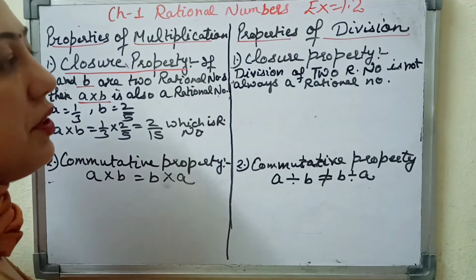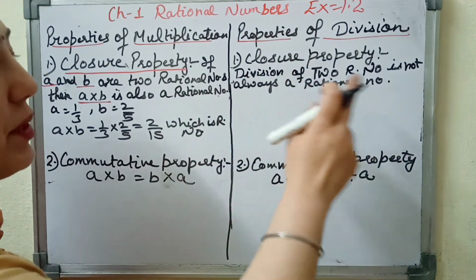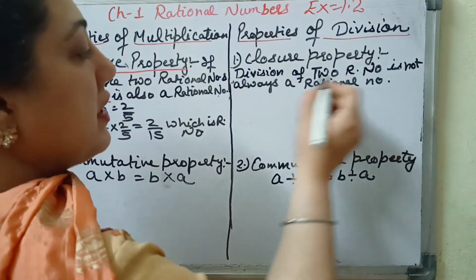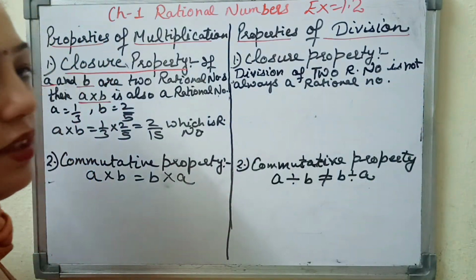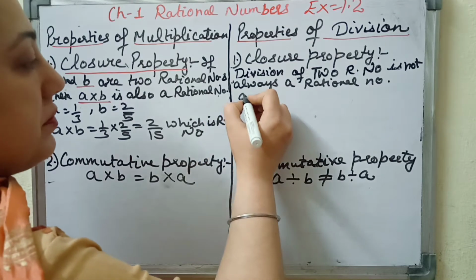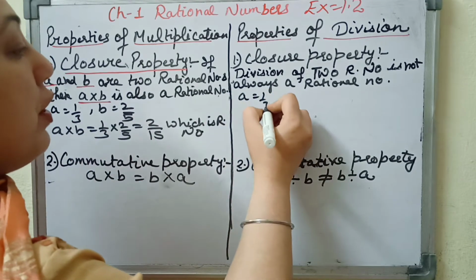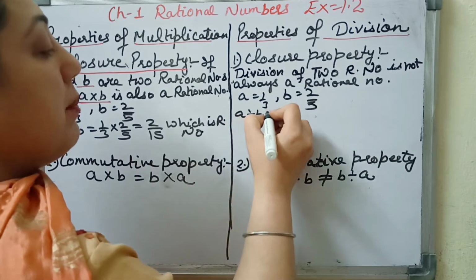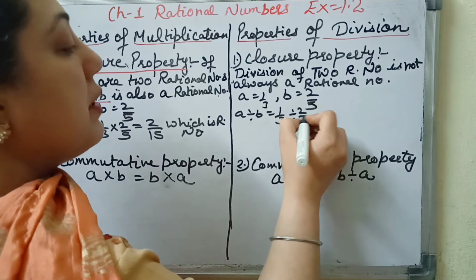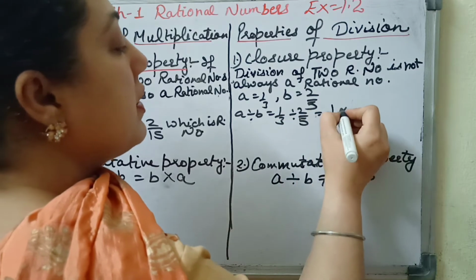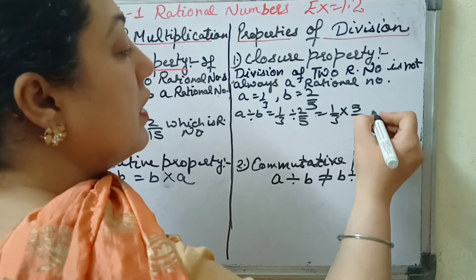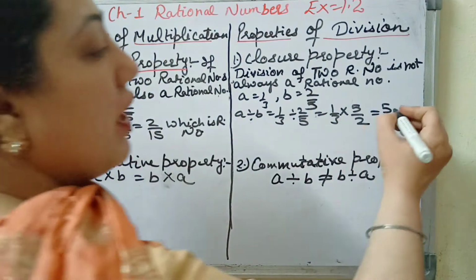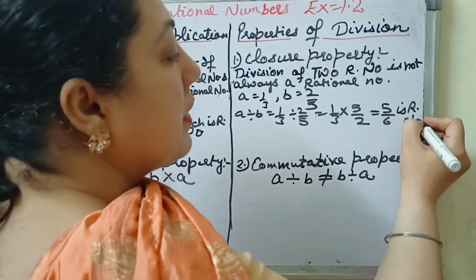Now in case of division it is not so. The closure property does not hold here. According to this property, the division of two rational numbers is not always a rational number. Now let us take one example. If I take again A as 1 over 3 and B as 2 over 5, then A divided by B is 1 over 3 divided by 2 over 5, which is 1 over 3 into 5 over 2. 5 ones are 5, 3 twos are 6, so 5 over 6 is a rational number.